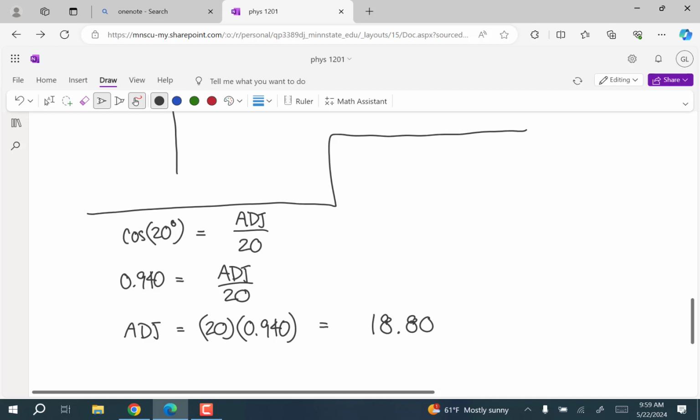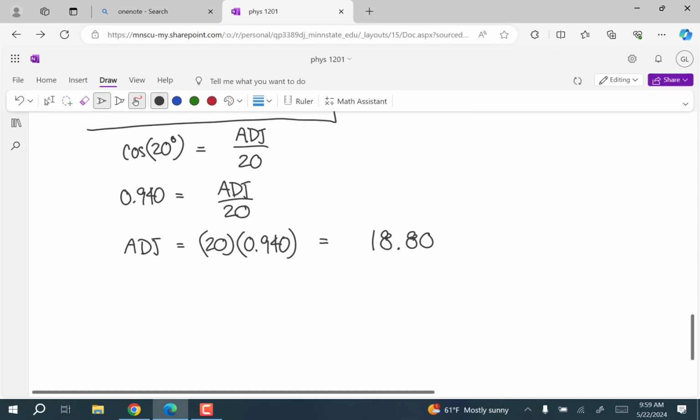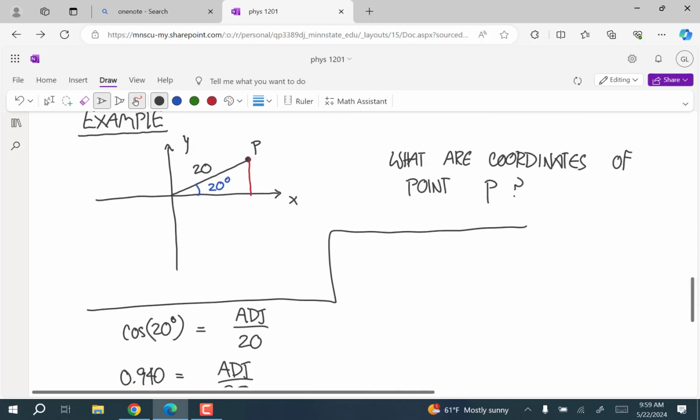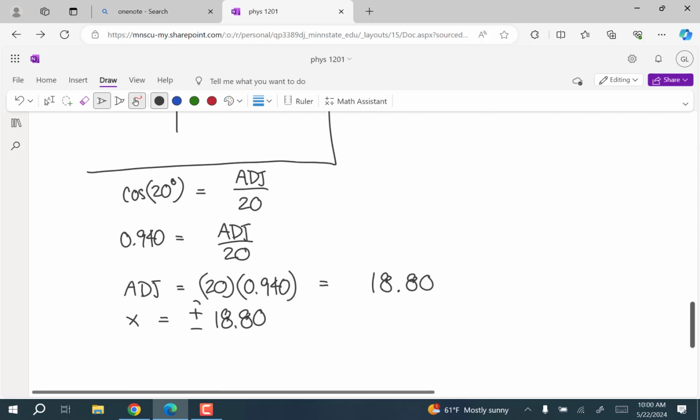And so we know that our x coordinate is going to be either plus or minus 18.80, depending on whether we're in the region of positive x values or negative x values. We're over here on the side of positive x's, so we want the positive here.